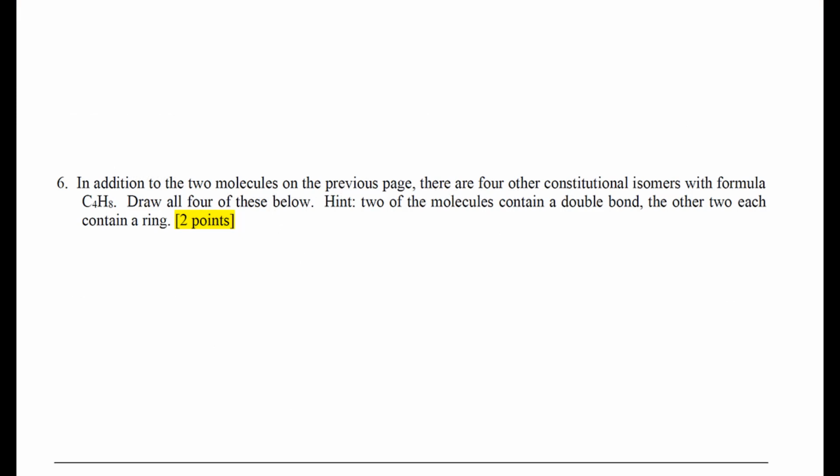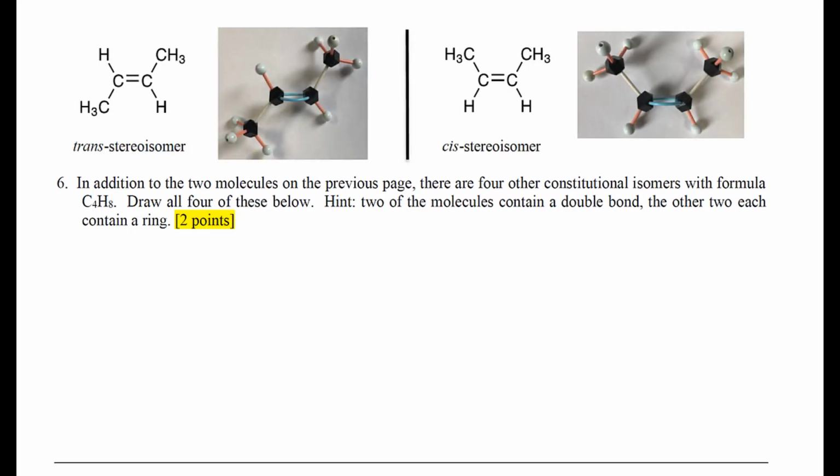Here we're going to get into the next problem in the lab. Question 6 asks, in addition to the 2 molecules on the previous page, there are 4 other constitutional isomers with formula C4H8. Draw all 4 of these below. 2 of the molecules contain a double bond, the other 2 each contain a ring. So to refresh your memory, I'm going to put back up the structures of the molecules from the previous page, the 2 alkene stereoisomers.